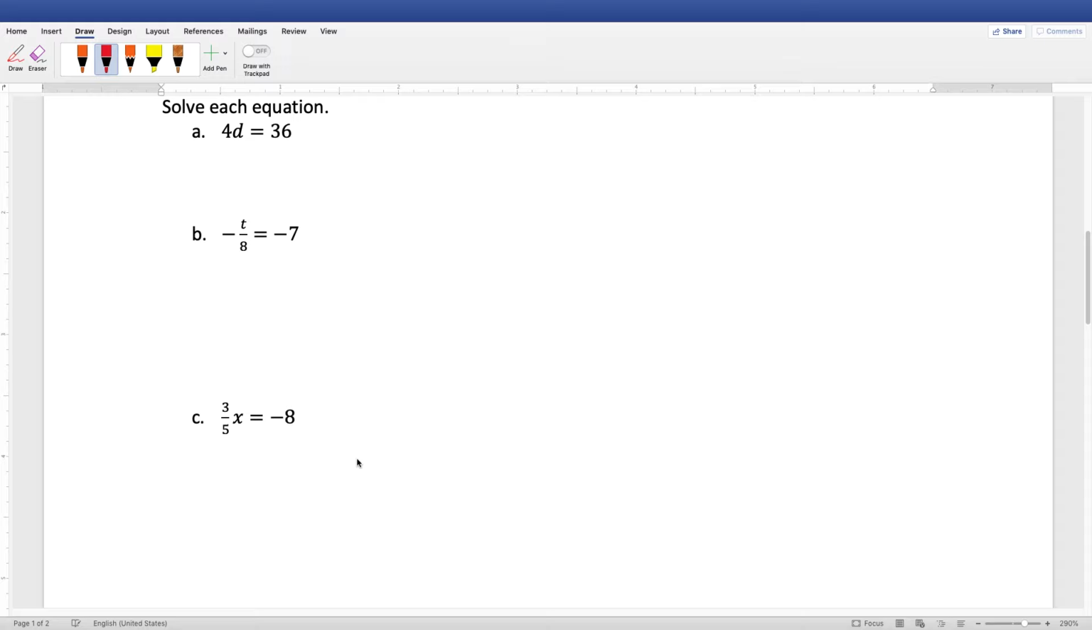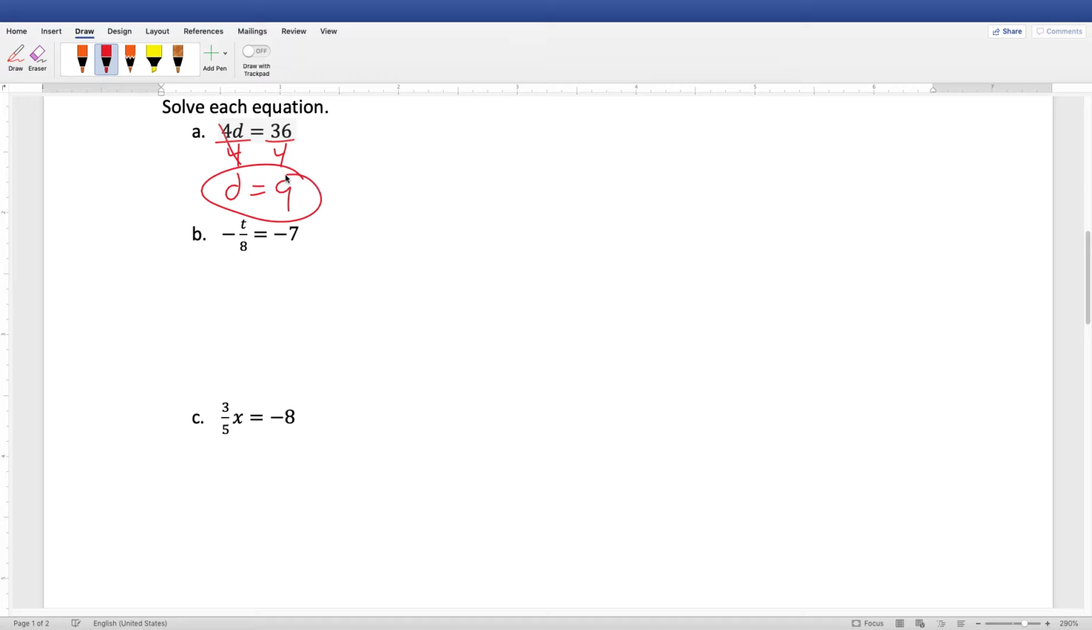My first problem I have is 4d is equal to 36. I want to isolate the letter d, so I'm going to divide both sides by 4. When I divide the left side and the right side by 4, my 4s on the left side cancel, and I get d is equal to 9.